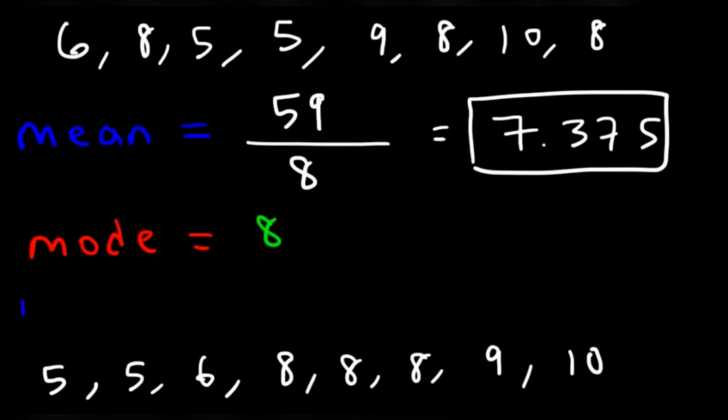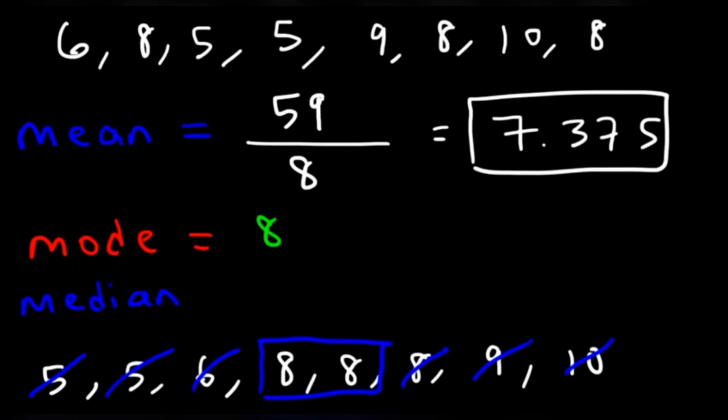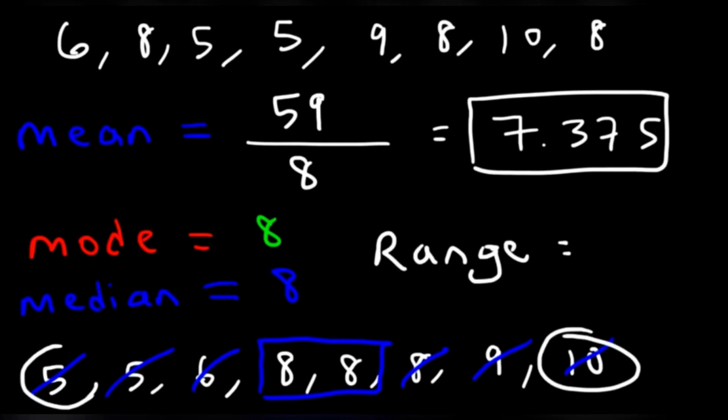Now, the median is going to be the middle number. Let's see, we can get rid of 5 and 10, 5 and 9, 6 and 8. In this case, the 2 in the middle are 8. Because they're the same, the median is going to be 8. Now the last thing that we need to calculate is the range. And we know the range is simply the difference between the highest number and the lowest number. So it's 10 minus 5, which is equal to 5.